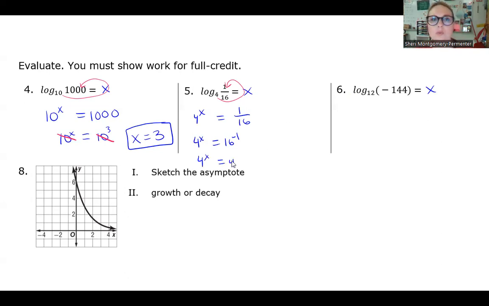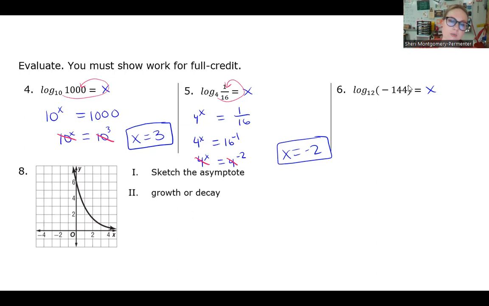So 4 to what power gives me 16? 2. And since there was already a -1 there, it will become -2. As soon as your bases are equal, you can mark them off and set the exponents equal. And anytime that you have something equal to a fraction, it's probably going to be an exponent of a negative number.